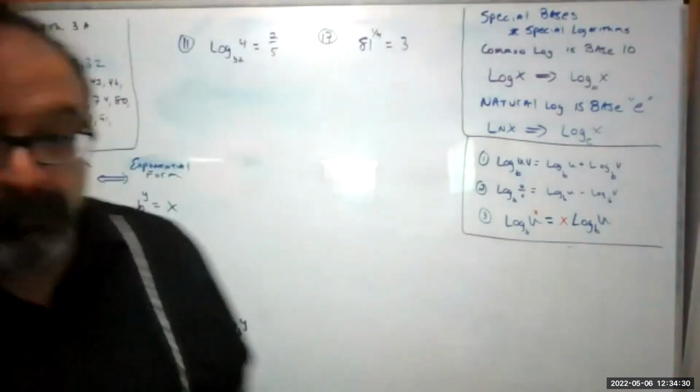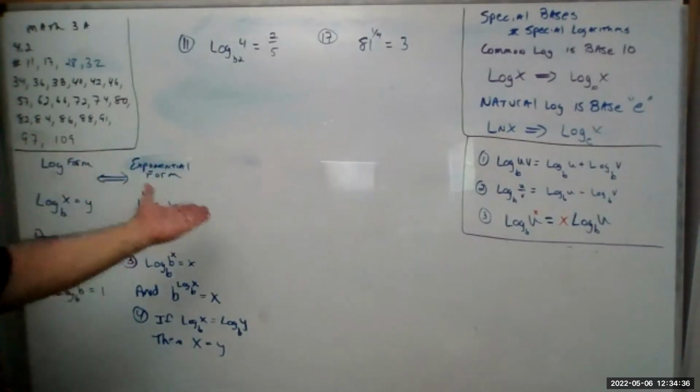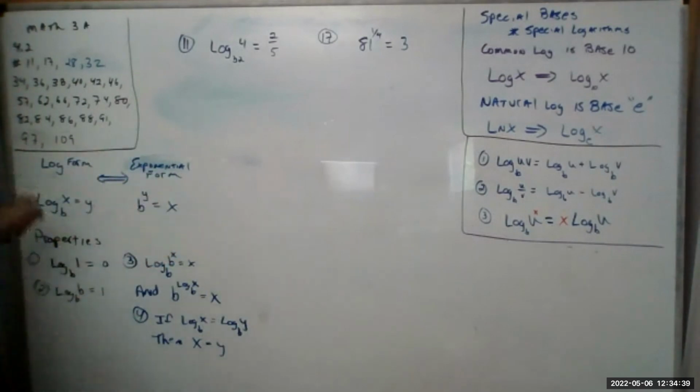So, a quick summary of what we've already talked about. You have to be able to convert from logarithmic form into exponential form, backwards and forwards. Base to the across equals what's inside. Log base b of x equals y means base b to the power y equals what's inside, that x. That's how you convert it: base to the across equals what's inside.